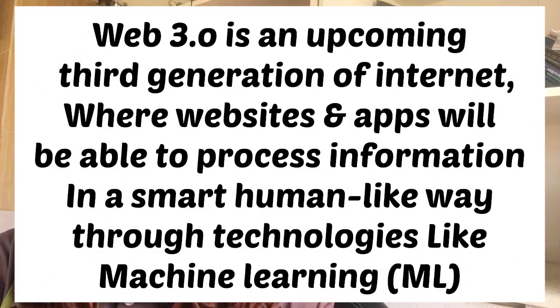We can simply put it that Web 3.0 is an upcoming third generation of the internet, where websites and apps will be able to process information in a smart, human-like way through technology like machine learning.